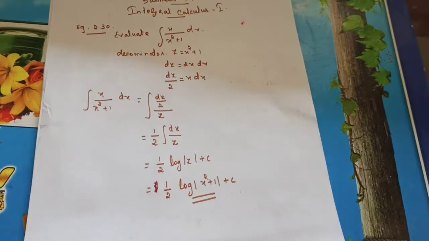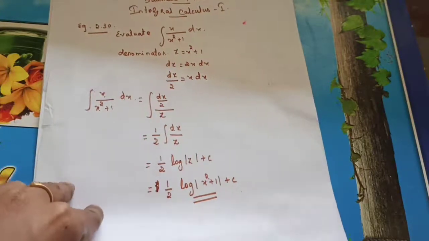So 1 by 2 into the integral of dz by z. What is the integration of dz by z? Log of mod z plus c. Okay, so in the place of z, you need to substitute the value. Okay, thorough? Okay, let's move to the next question.